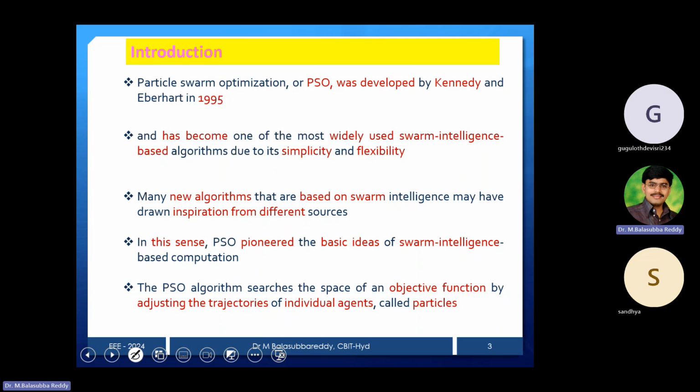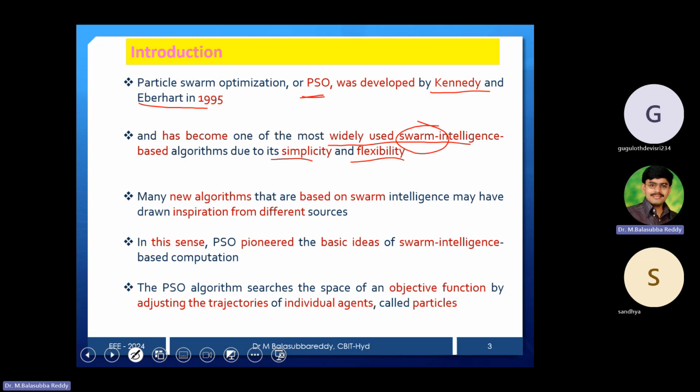Now, introduction. Particle swarm optimization in short form, I will always use the word PSO. It was developed by Kennedy and Eberhart in 1995. First proposed in 1995, it has become one of the most widely used swarm techniques, based on groups of animals, groups of insects like that. Swarm means a group of things. The algorithm is popular due to its simplicity and flexibility.